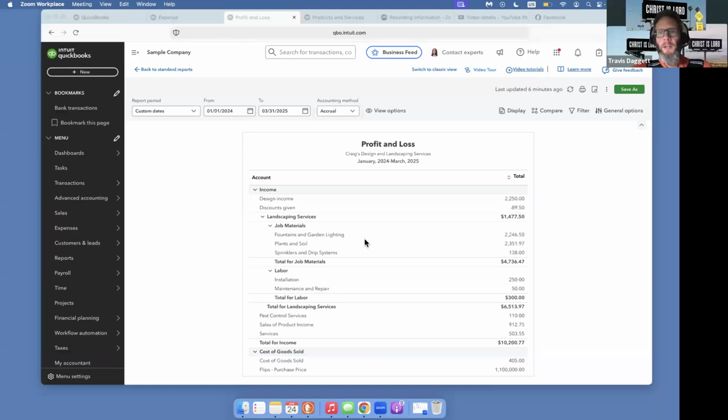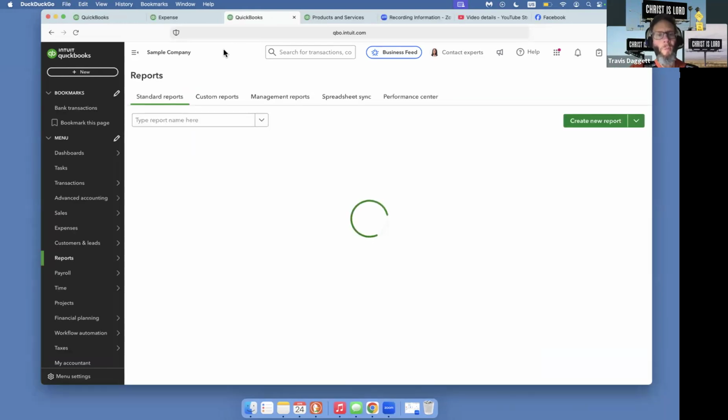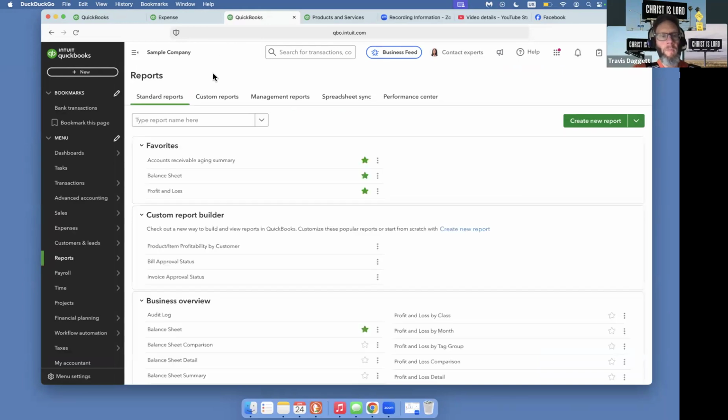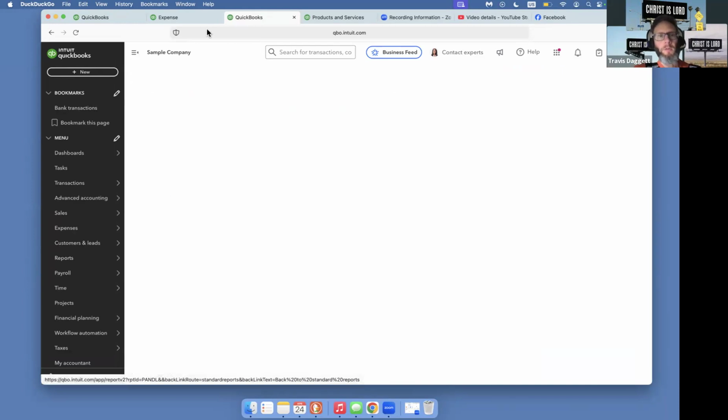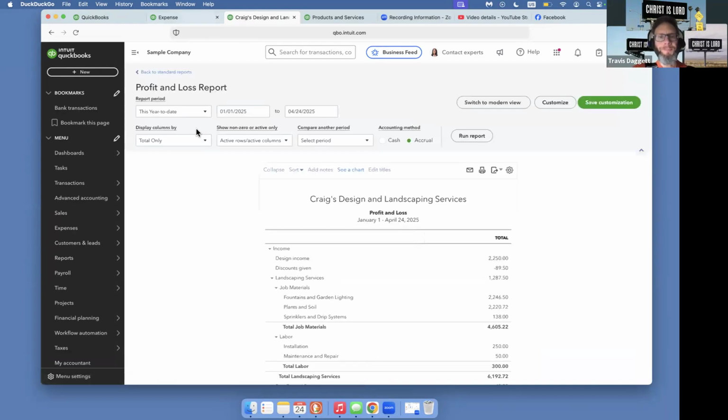Looking today at a couple of options on the profit and loss in QuickBooks Online and the modern view. You'll notice if you go into your reports and go into profit and loss, for example, the default here in this account is the classic view.